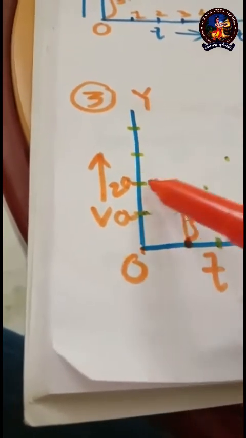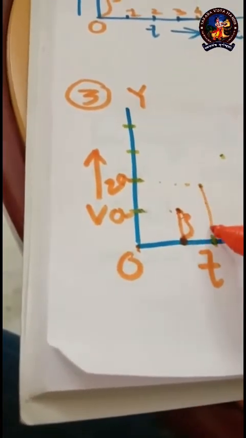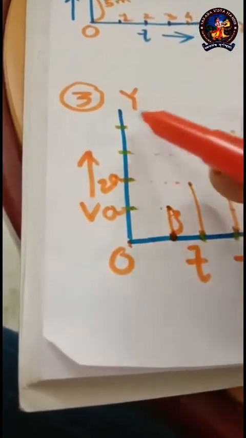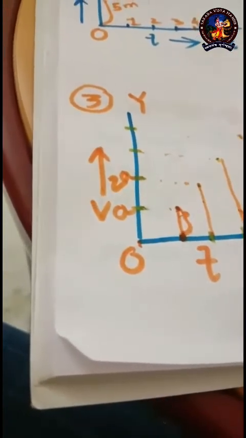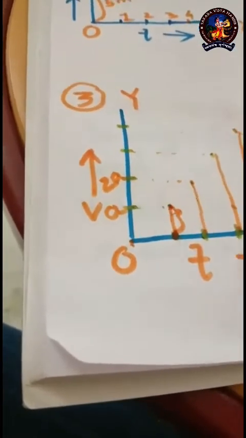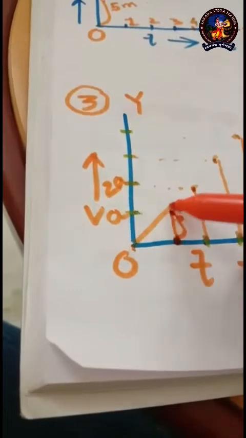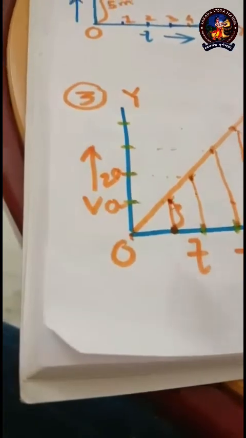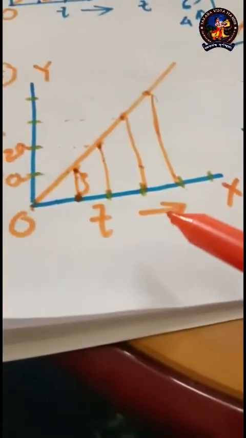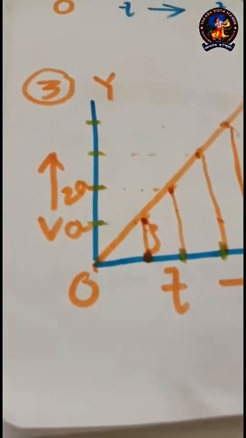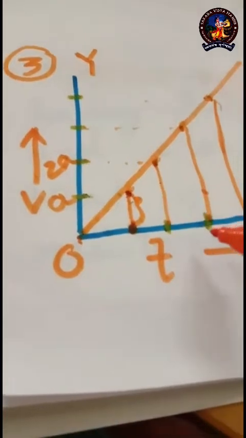Now after 2 seconds, the velocity will be 2A. After 3 seconds, the velocity will be 3A. After 4 seconds, the velocity will be 4A, like this. So we are getting points like this. Okay. Now if I join all the points, I will get the velocity time curve when the object is moving with a constant acceleration A.